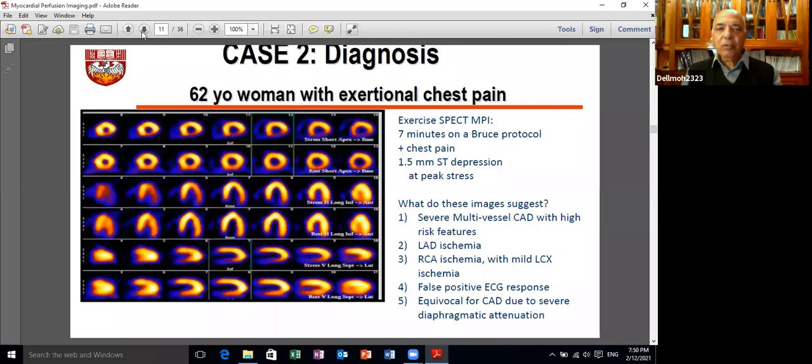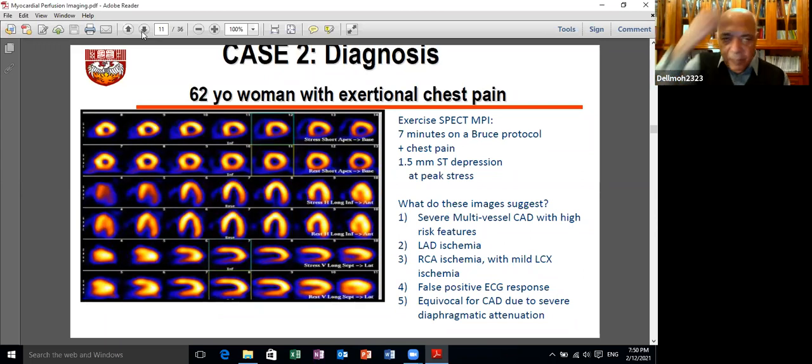Now let's go to case number 2. This is a 62-year-old woman with exertional chest pain. She had an exercise SPECT MPI, went for 7 minutes on Bruce protocol, got chest pain and 1.5 millimeter ST depression at peak stress. Look at these pictures and then try to answer the question.